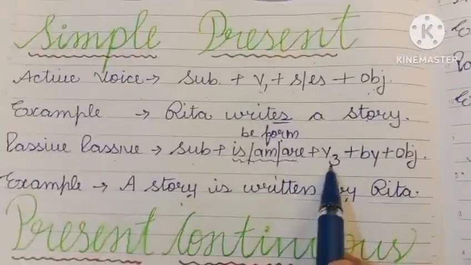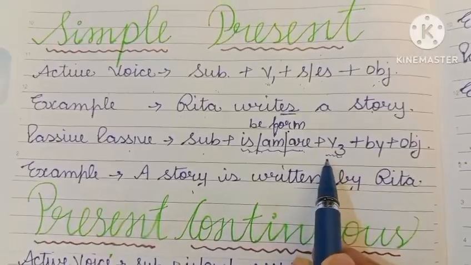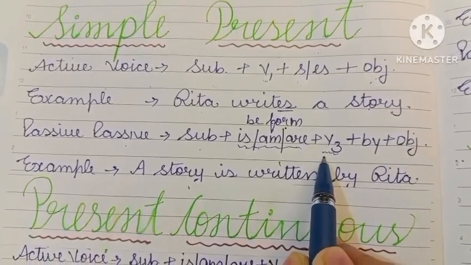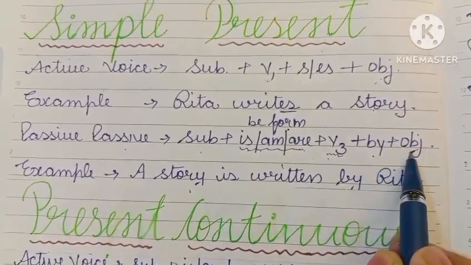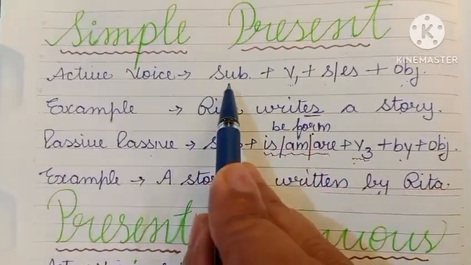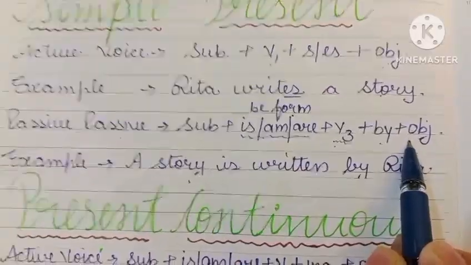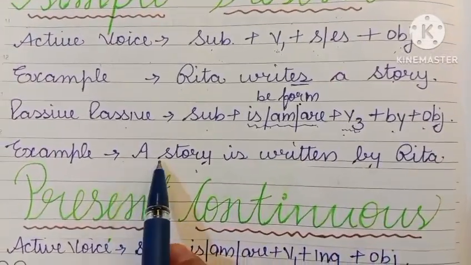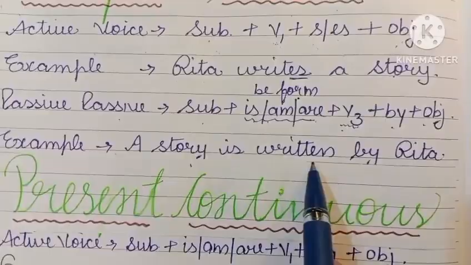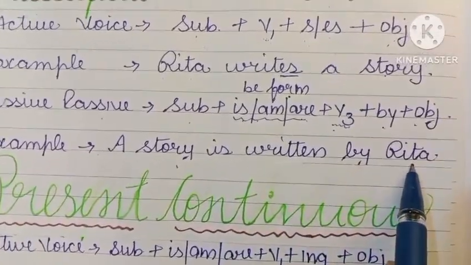And I have already said that we always use the third form of the verb in the passive voice, and then by, then object, meaning the subject of the active voice becomes the object in the passive voice. So the sentence becomes a story is written by Rita.